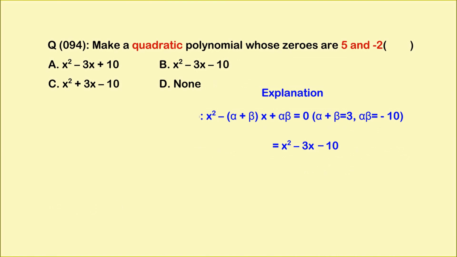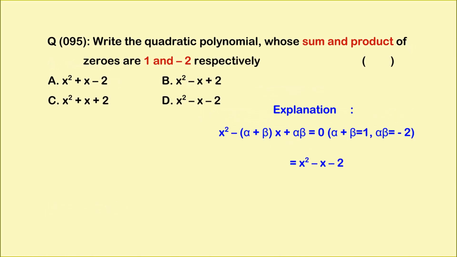Question number 94. Make a quadratic polynomial whose zeros are 5 and minus 2. We know that alpha plus beta is equal to 5 minus 2, that is equal to 3. Alpha into beta is equal to 5 into minus 2, that is equal to minus 10. If you substitute the values of alpha plus beta and alpha into beta in the given expression, we'll get x square minus 3x minus 10. So the right answer is B, x square minus 3x minus 10.